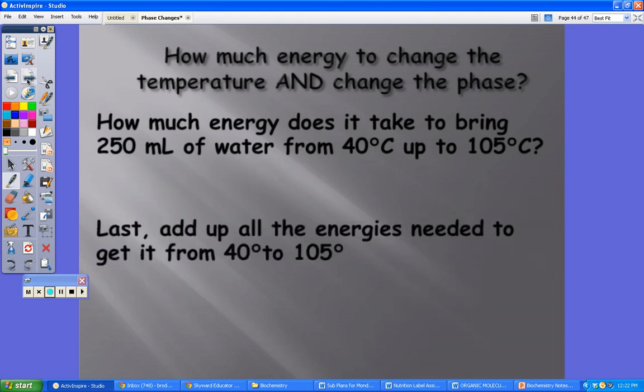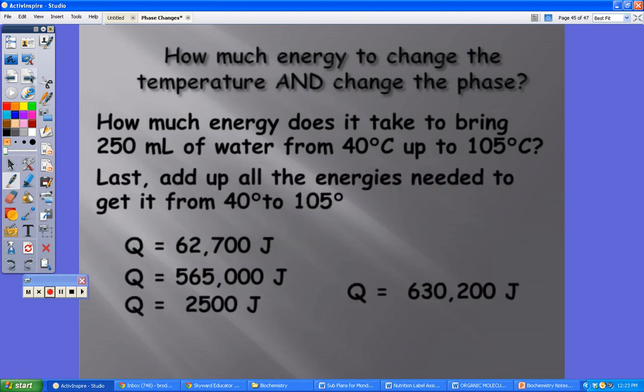Lastly, you add it all up. So you have Q1 plus Q2 plus Q3. So here is 1, 2, and 3, and we solve to get 630,200 joules. With each question, it just takes some time for you to sort out what it is you're looking for. That concludes the examples I have for you.